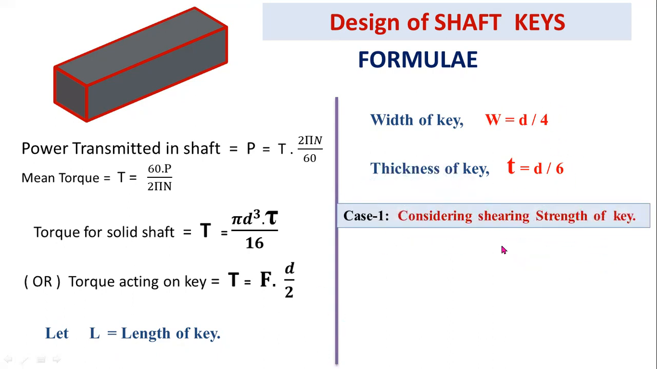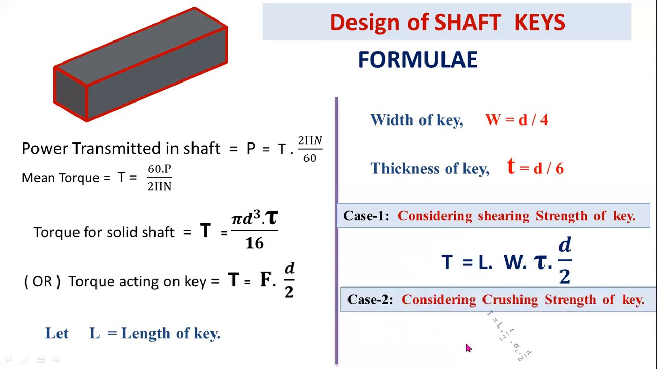Now, if you want to check these dimensions, then you have to use this formula for design of key on the basis of shearing strength. Torque T equal to length of the key into width of the key into shear stress induced in the key material into radius of the shaft. From this equation, you can check the value of L.